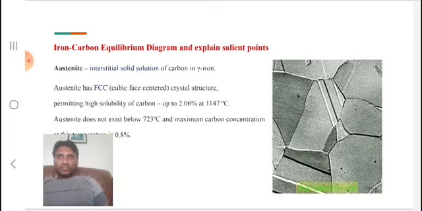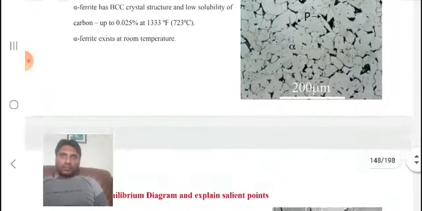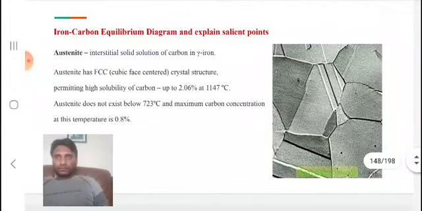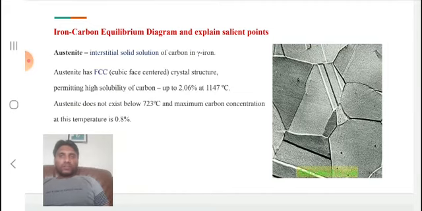So now austenite, you can see the difference between the austenite and the ferrite grain structure. Austenite has FCC crystal structure. Austenite does not exist below 723 degrees centigrade, and the maximum carbon concentration at this temperature is 0.8% carbon. If iron contains 0.8% carbon, then at 723 degrees centigrade, BCC alpha iron will transform to gamma FCC iron, that is austenite, from ferrite to austenite.